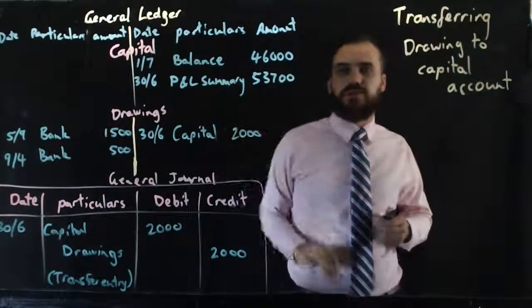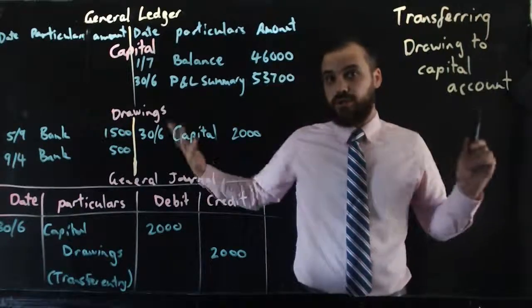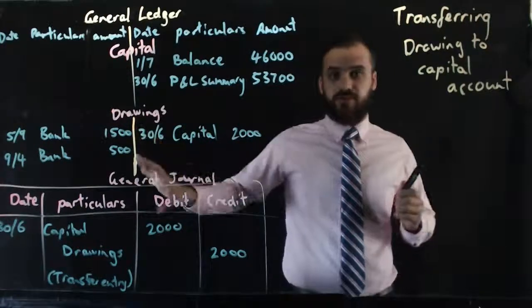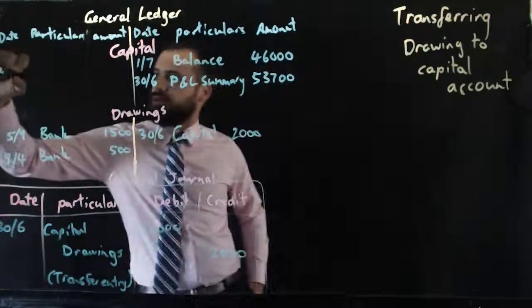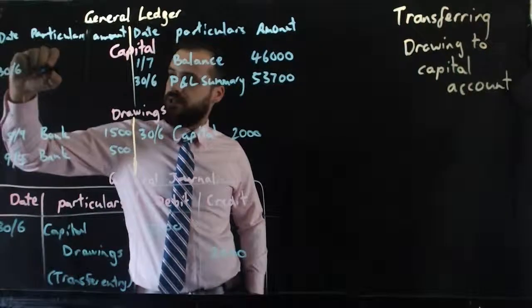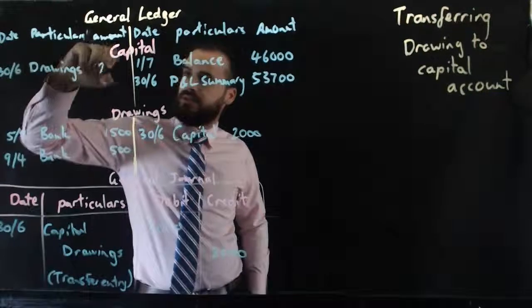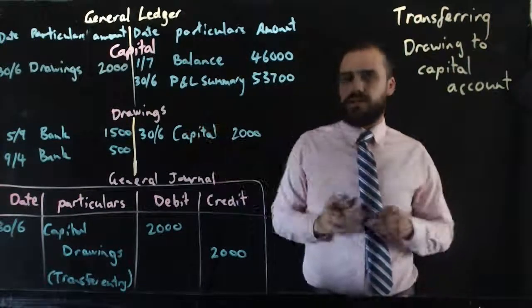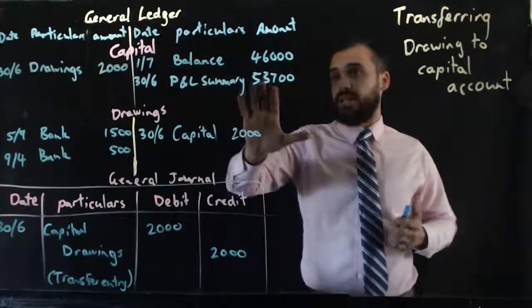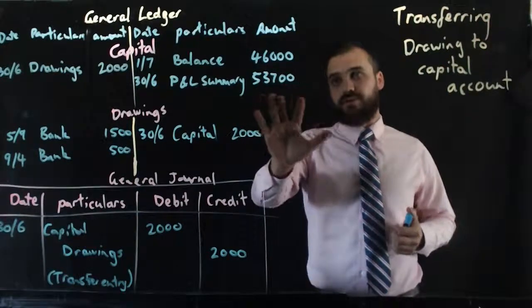Now, what this does essentially is turn our drawings account into nothing. $2,000 on the left, $2,000 on the right. The drawings account has a balance of 0. And that's what this whole thing is about, is to get rid of the drawings account. Now, the opposite transaction here, on the 30th of June, the matching account is drawings, $2,000.